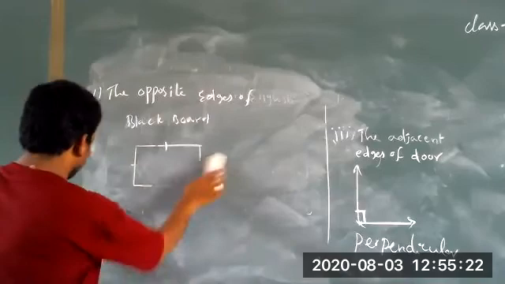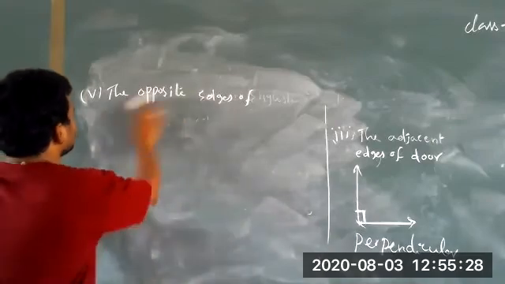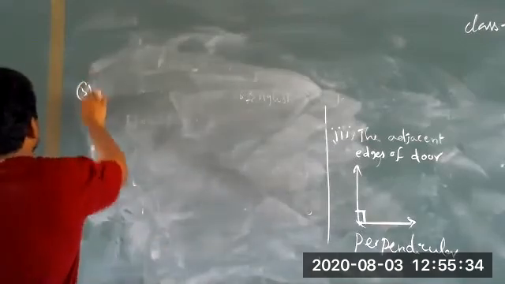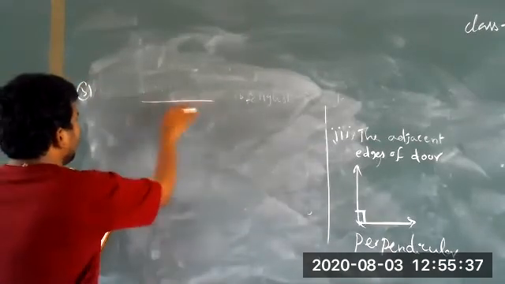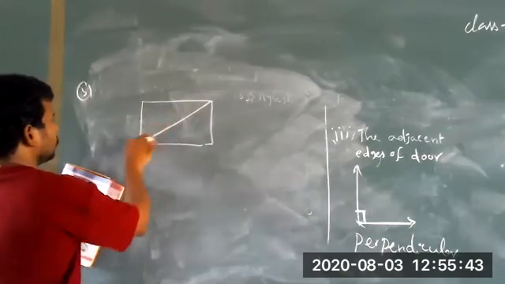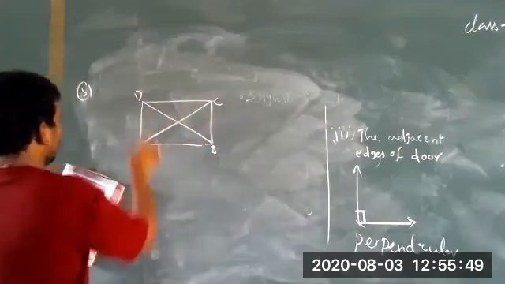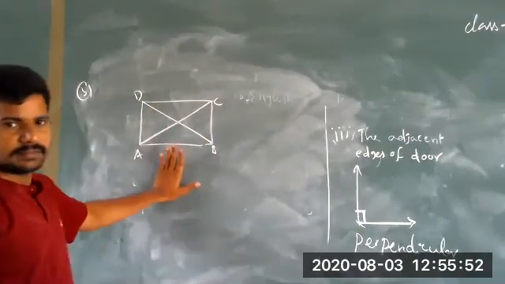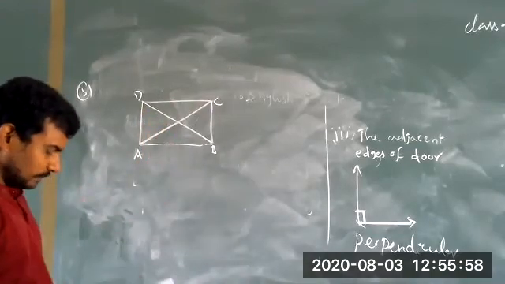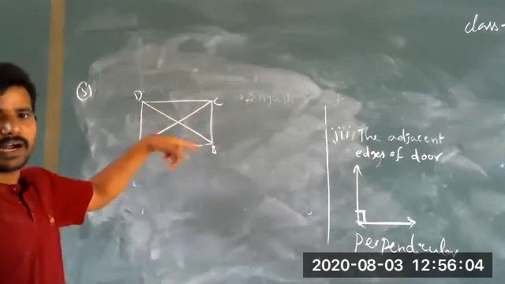Next problem. This is the third problem. Take the second one as homework. They have given one diagram. This is a quadrilateral, a rectangle, ABCD. ABCD is a rectangle. They have also given the name of this diagram. What is this name? Rectangle. AC and BD are diagonals.